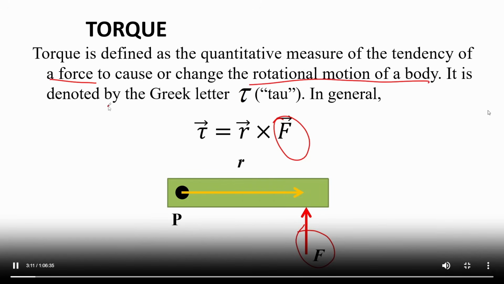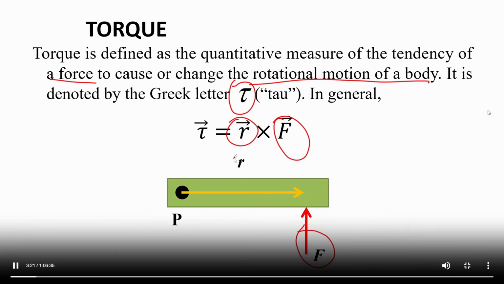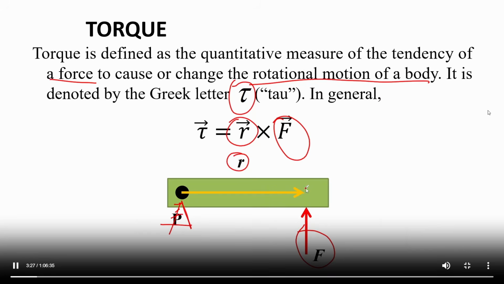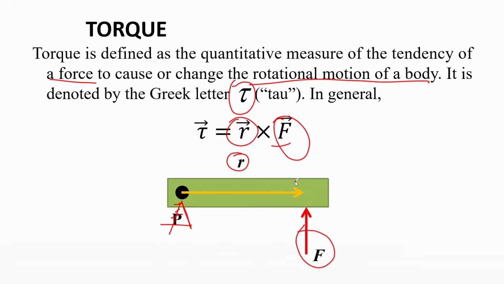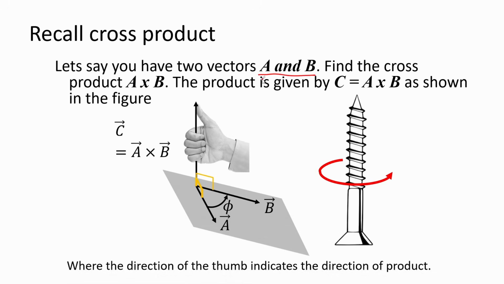It is denoted by the Greek symbol tau. So in general, the torque, or tau, is a function of r. This is the distance from the pivot point or the fulcrum point to where your force F interacts. And it is a cross product. So before going further, let's look at what the cross product is. So let's recall. If you have two vectors, A and B, and these A and B vectors lie on the same plane, to find the cross product, we simply use the right-hand rule.